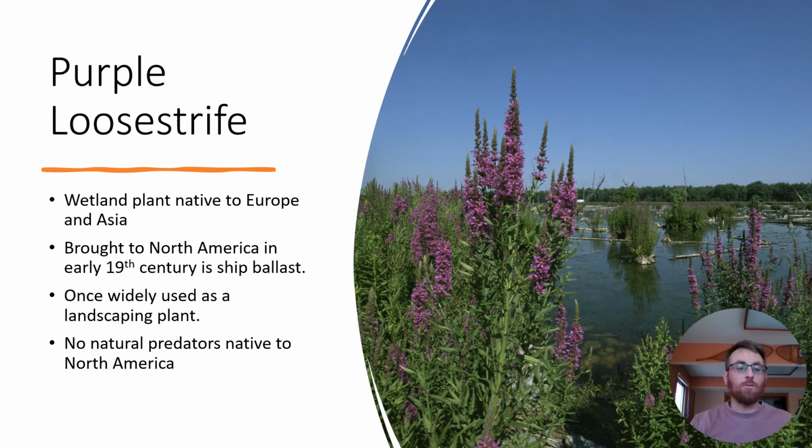Purple loosestrife is a wetland plant that's native to Europe and Asia. Like a lot of invasive species in North America, it was brought to North America in ship's ballasts. It's a beautiful plant, so it was widely used for landscaping, especially in the Northeast, and quickly escaped because it has no natural predators native to North America.